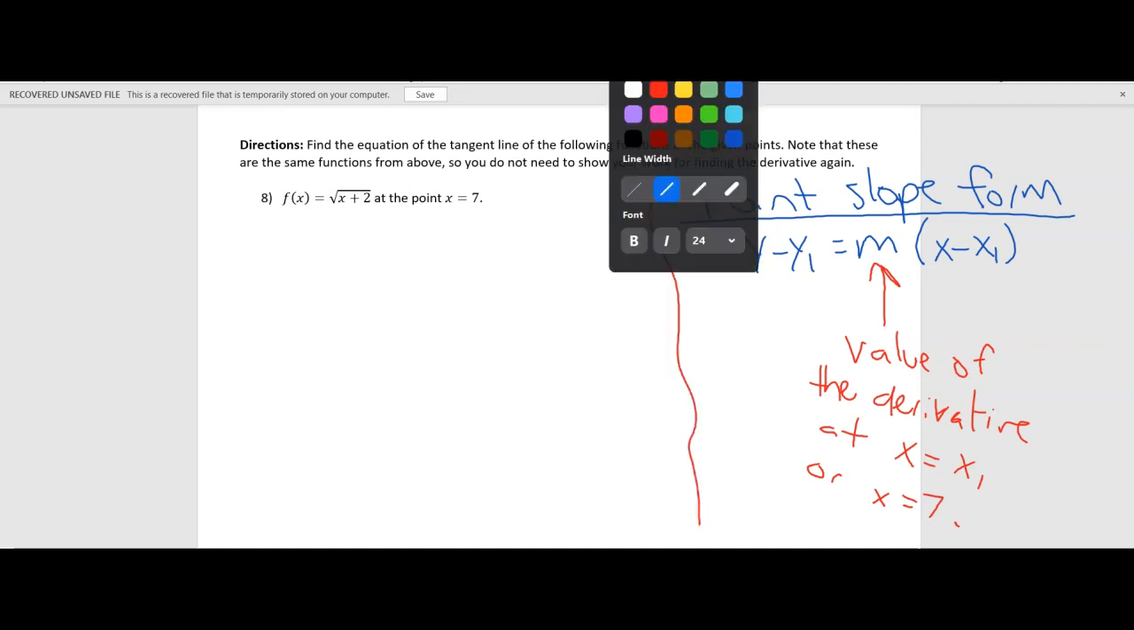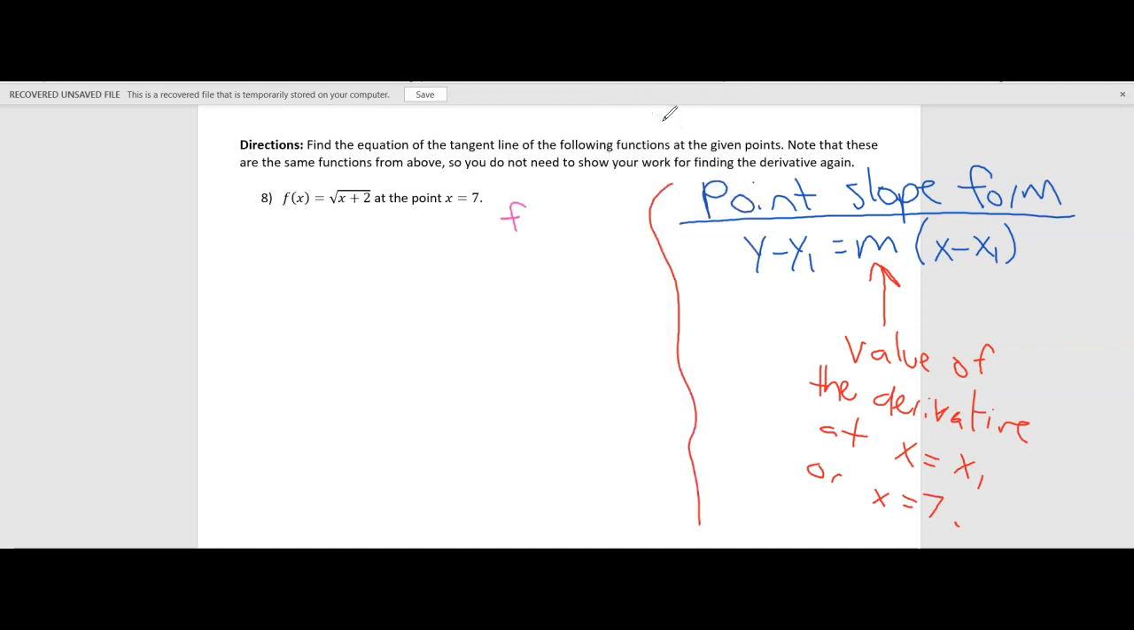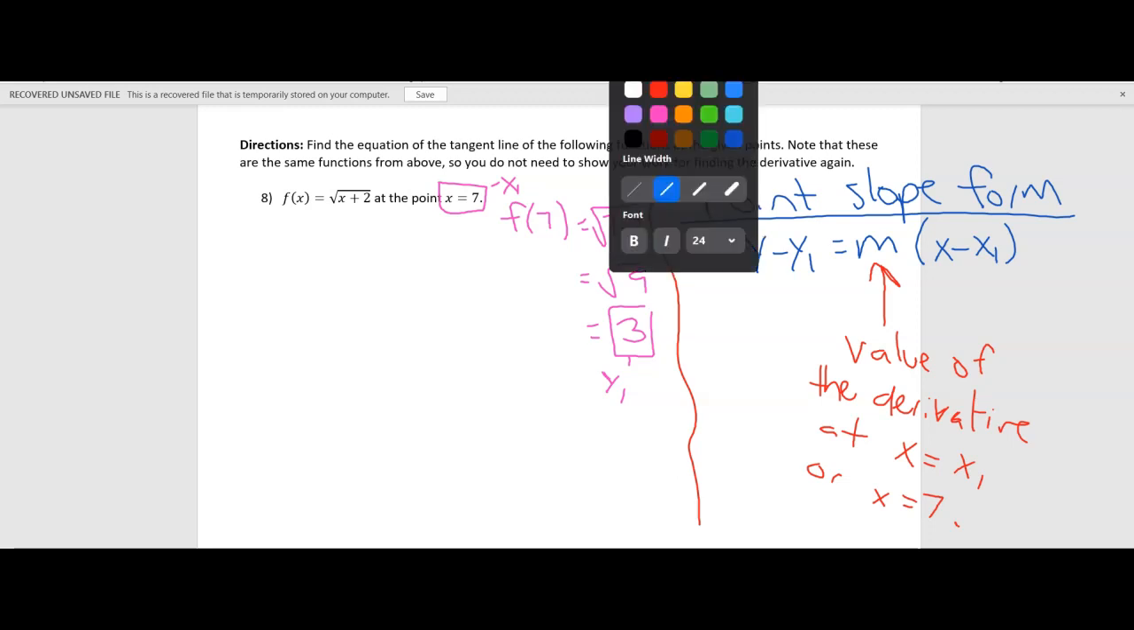So let's do that. f of 7 is equal to the square root of 7 plus 2, which is equal to the square root of 9, which is equal to 3. So this is our y1 value, right? This is our x1 value. So we know x1, we know y1. Now we just have to find the value of the derivative at x equals 7. And that's going to be the most challenging part of this problem. So let's get to it.